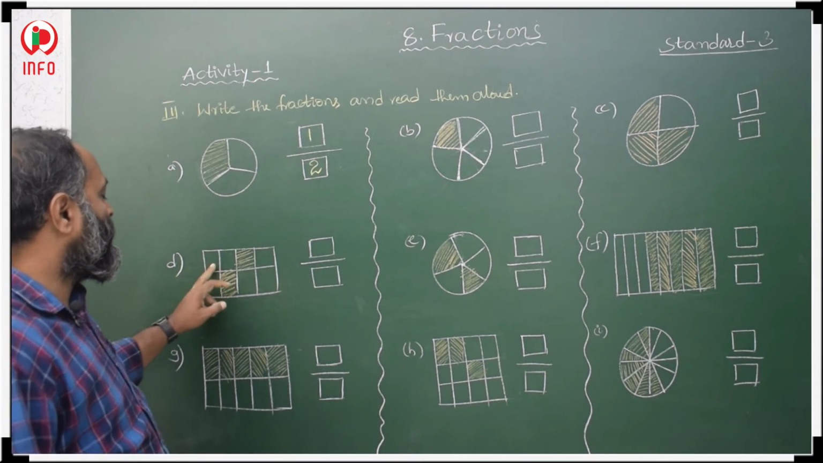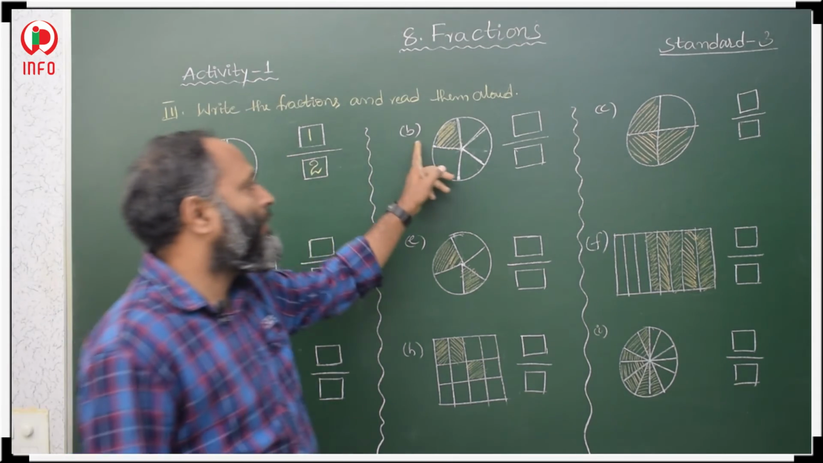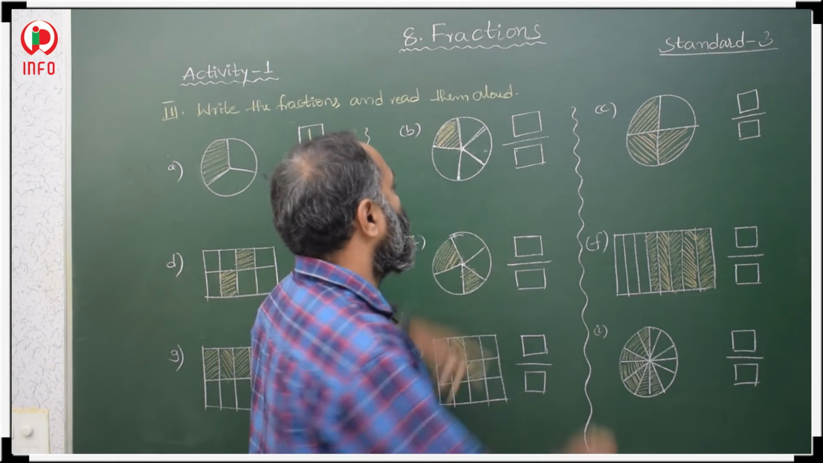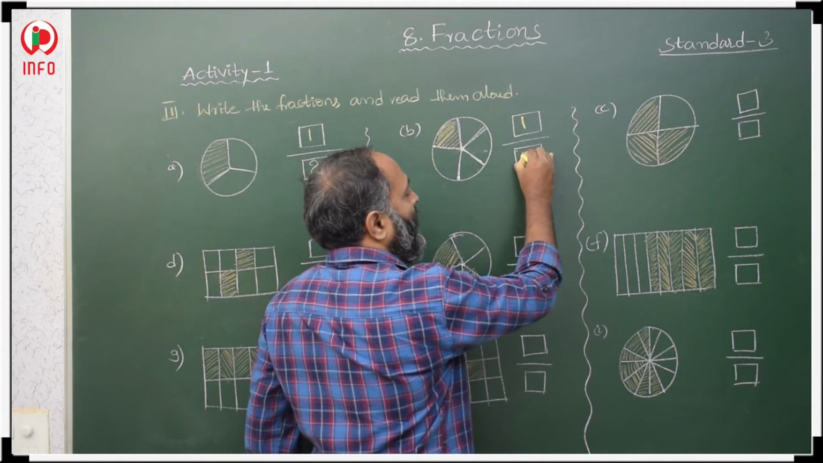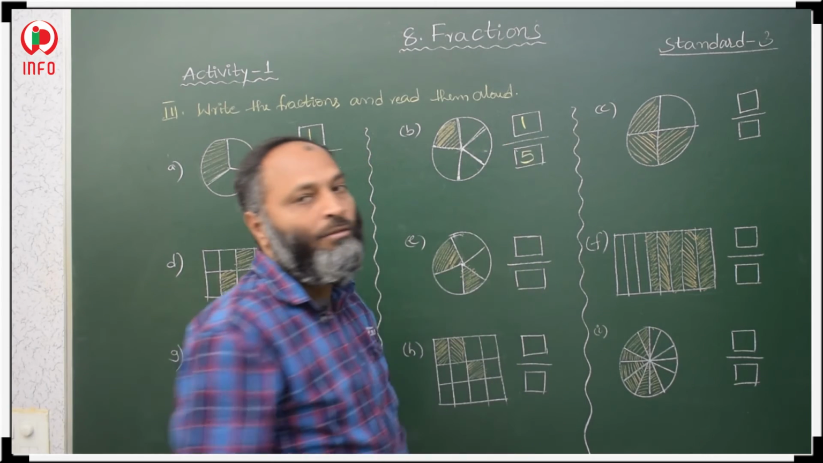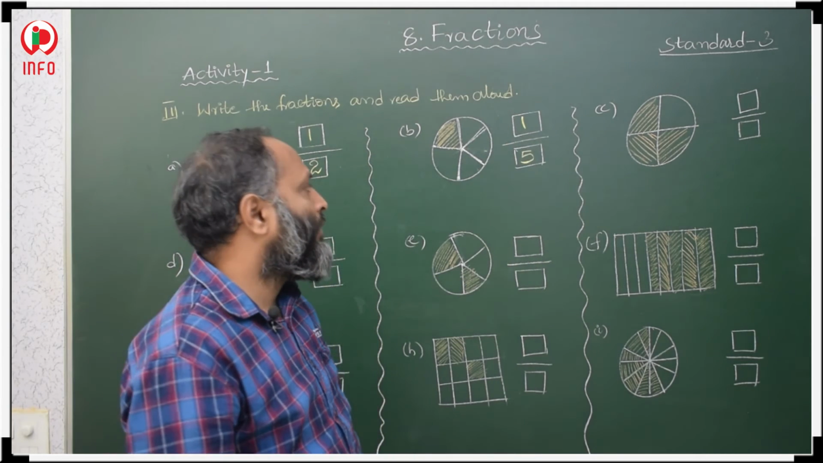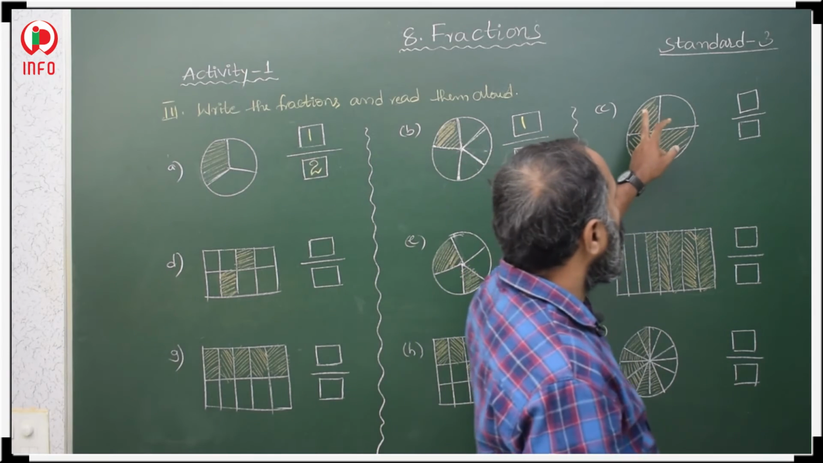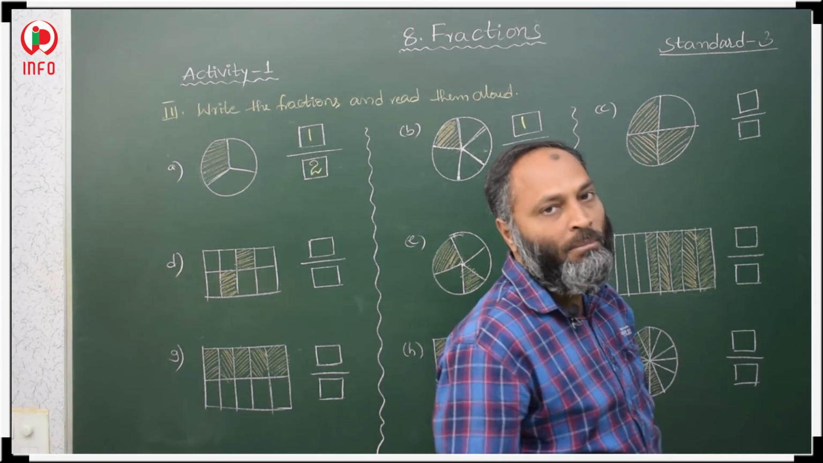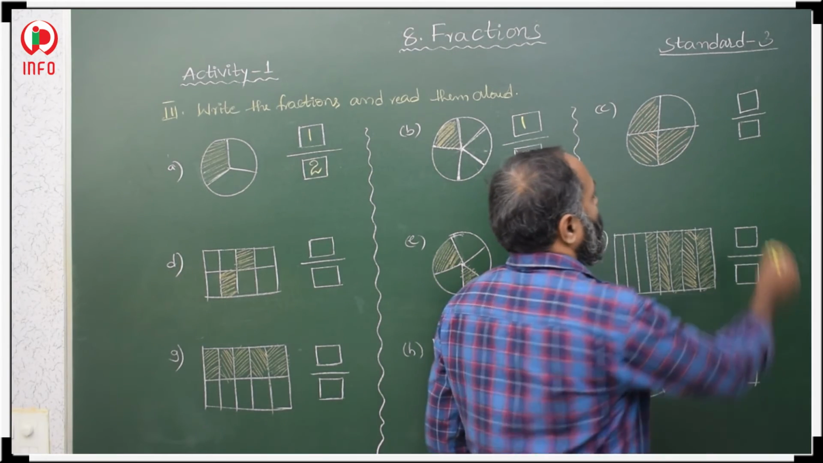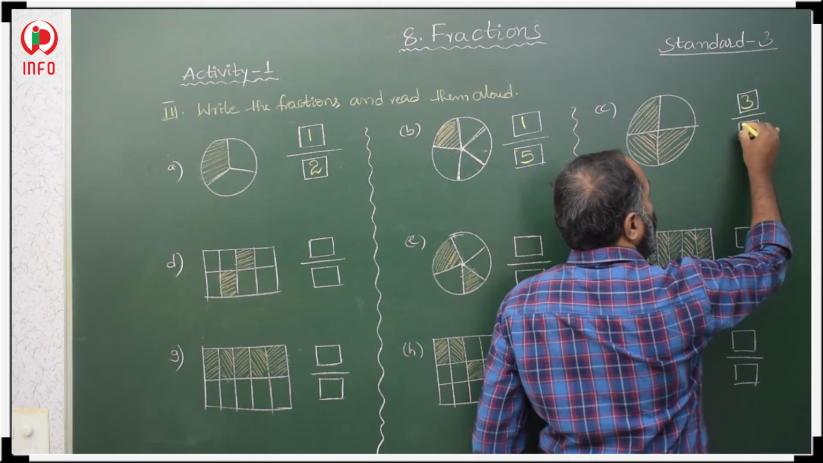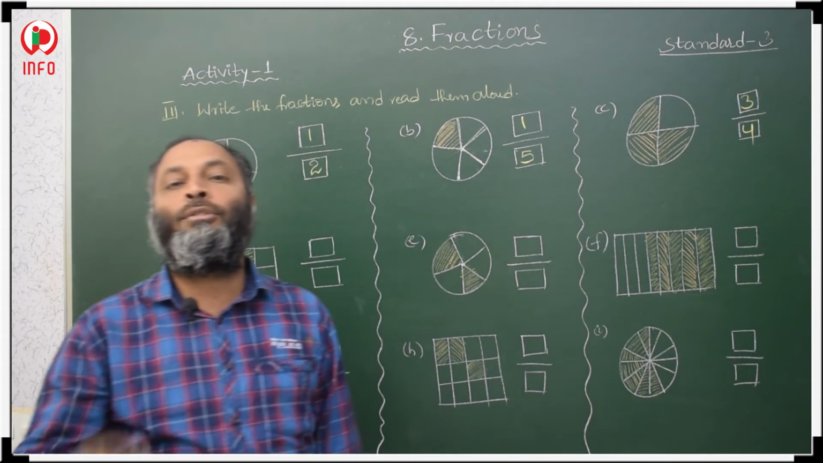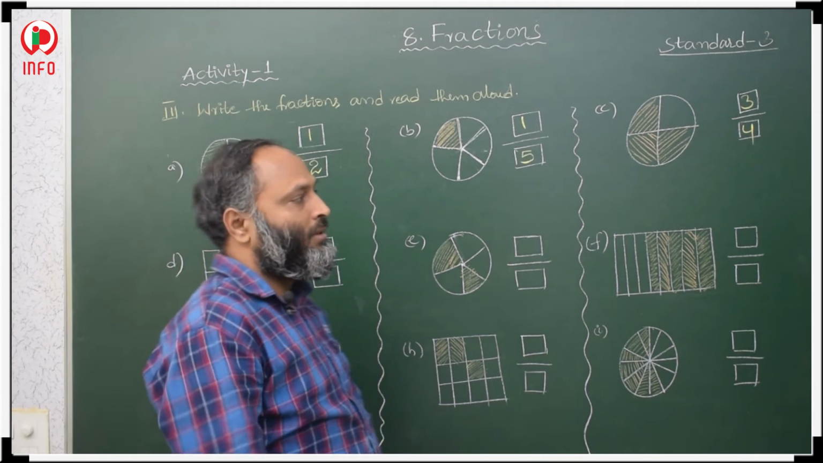Next, in this one, 1, 2, 3, 4, 5 equal parts, one part is shaded, that is 1 by 5. How to read? 1 by 5. Next, here 1, 2, 3, 4, 4 equal parts, in that 3 parts are shaded, then 3 by 4, also 3/4.